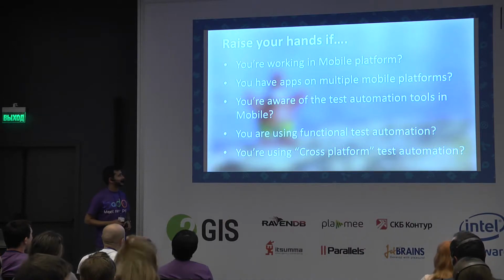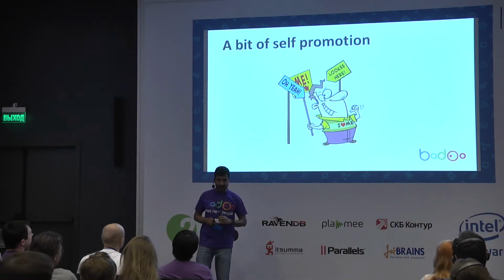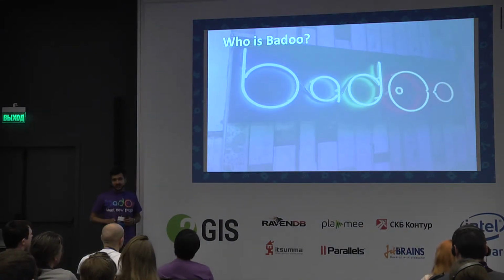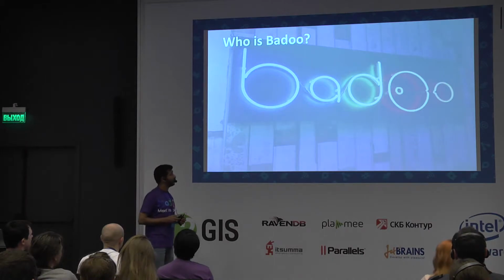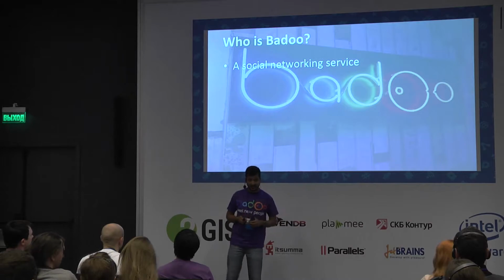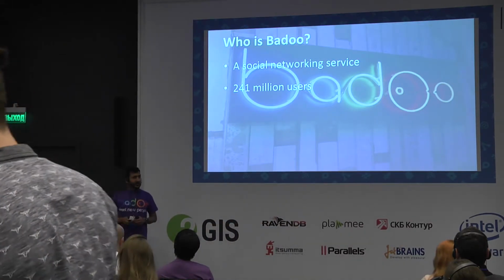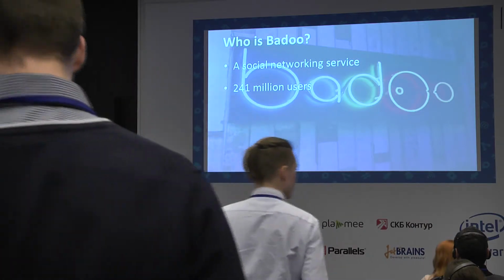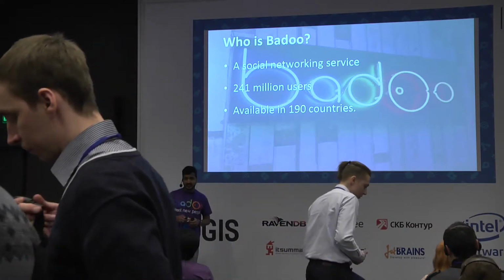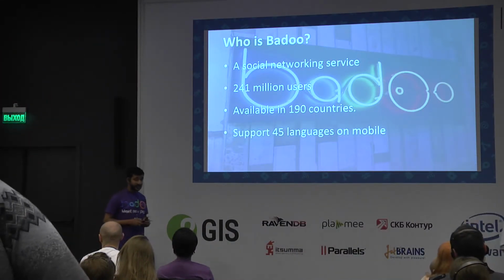So, okay, let's go into my slides. First I'm talking a little bit about Badoo. Who is Badoo? Badoo is a social networking service where you can find people nearby based on your interests and location. We have 241 million users worldwide. The application is available in 190 countries. We support 45 languages.